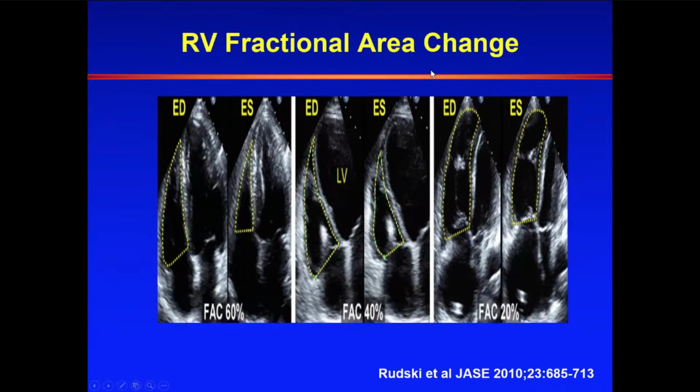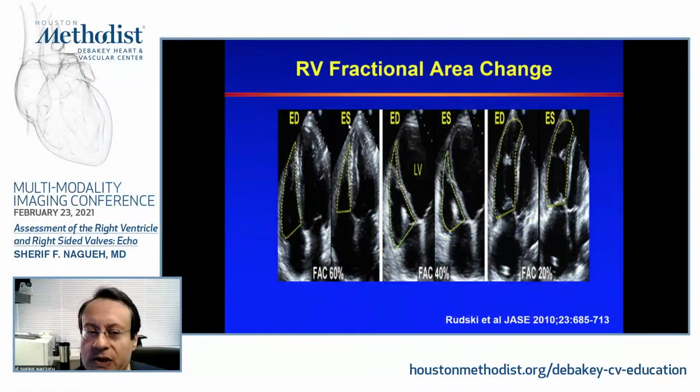The fractional area change has been compared with RV ejection fraction obtained by radionuclide angiography and was shown to have a good correlation. Again, the caveat: these are cases where you see the endocardium well and you are able to visualize the apex reasonably well.